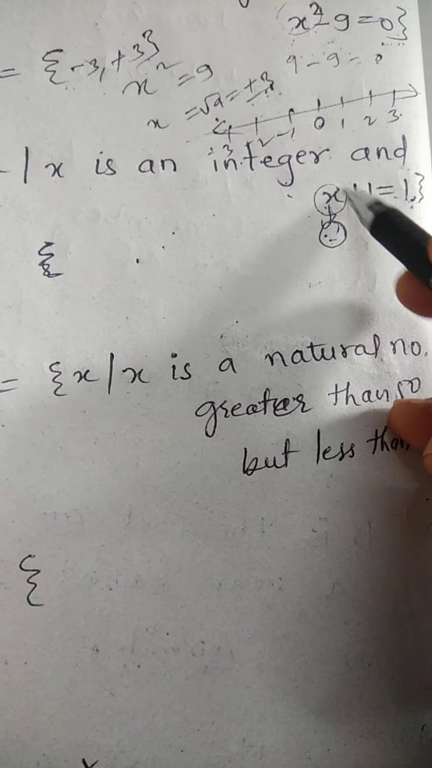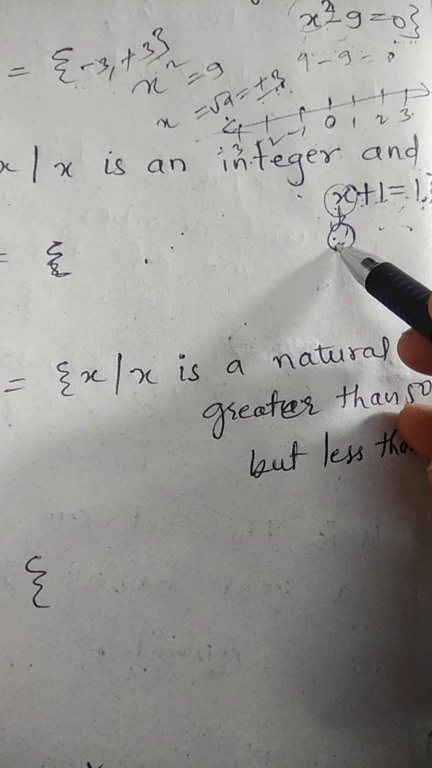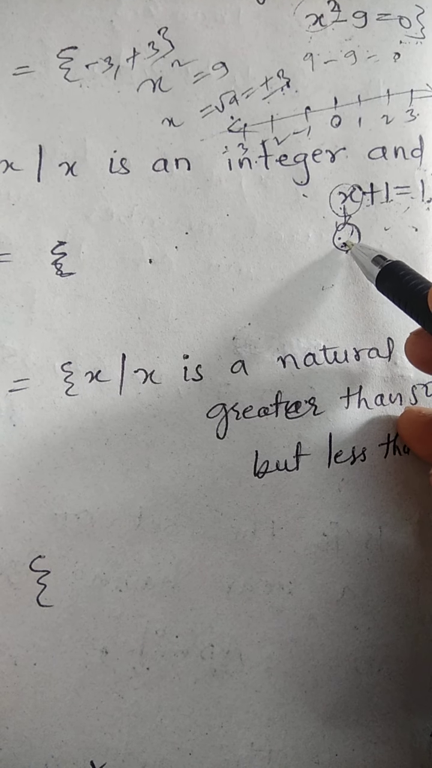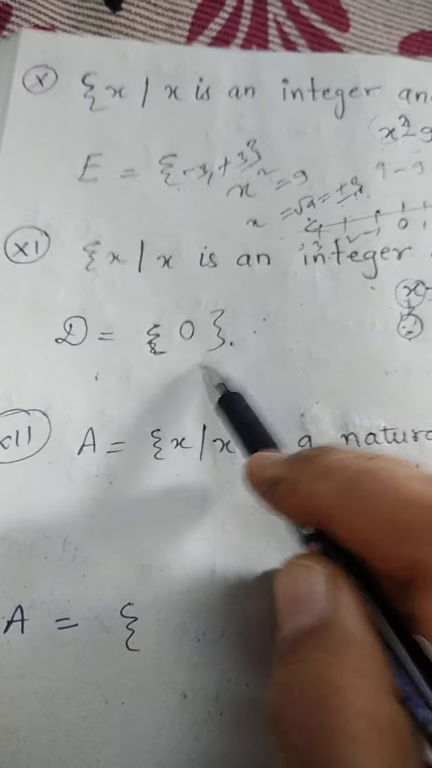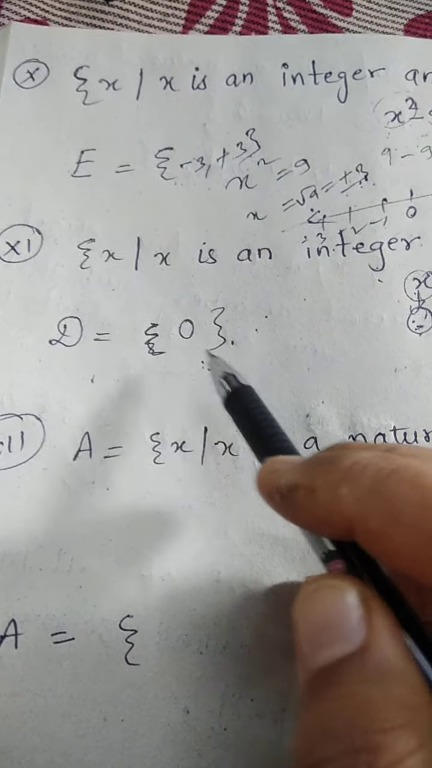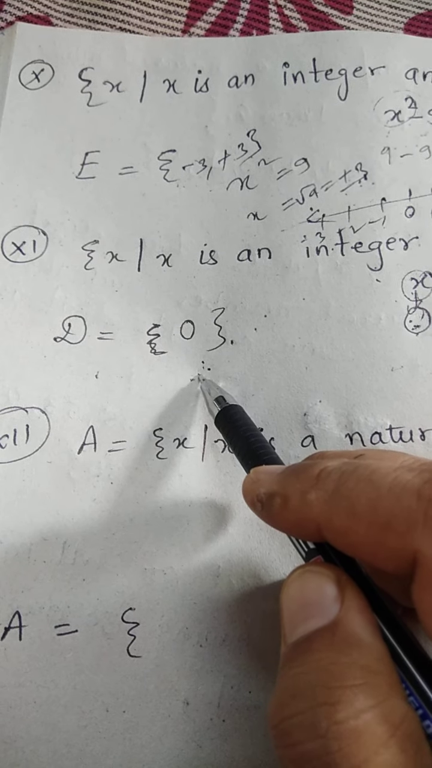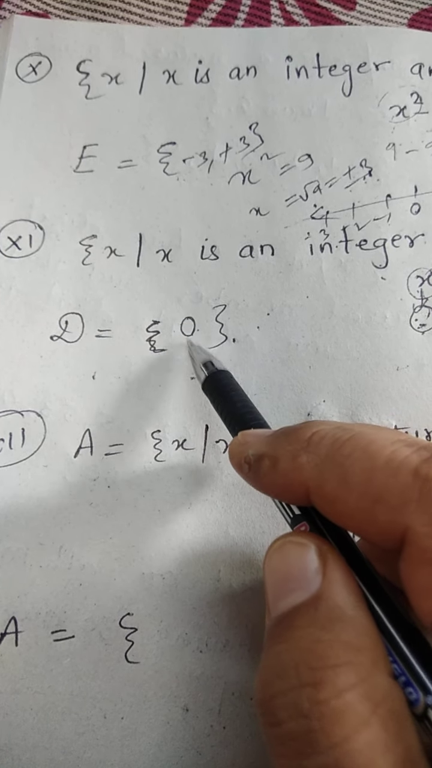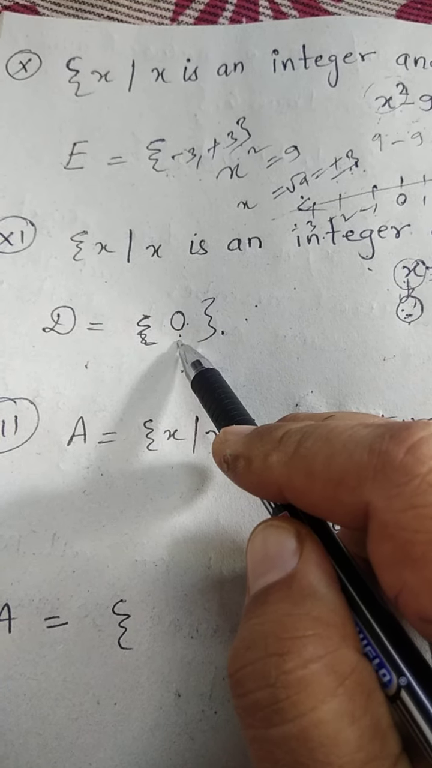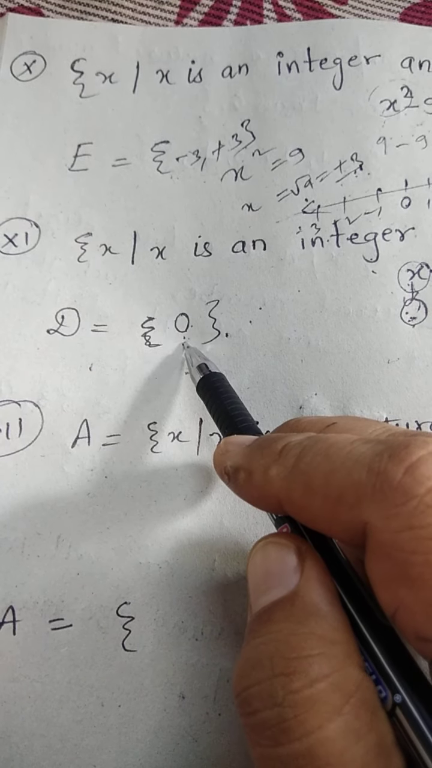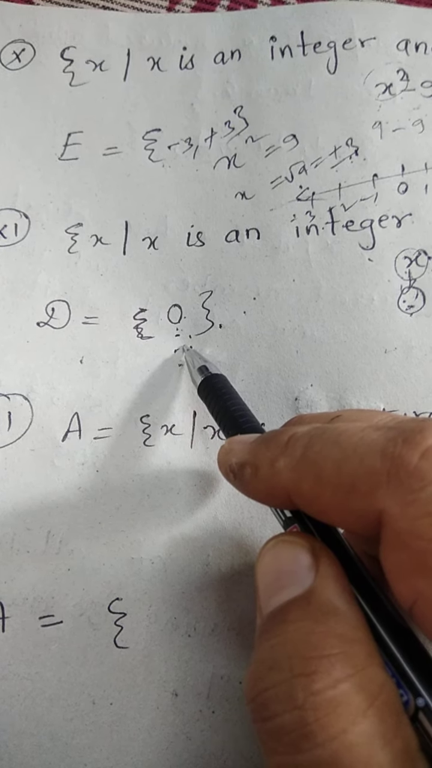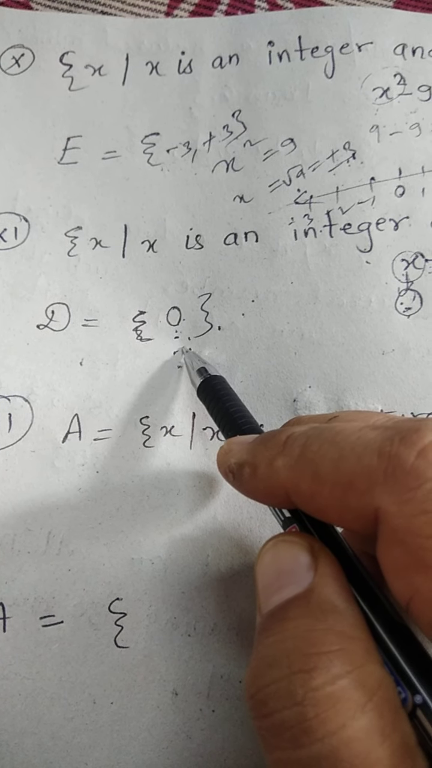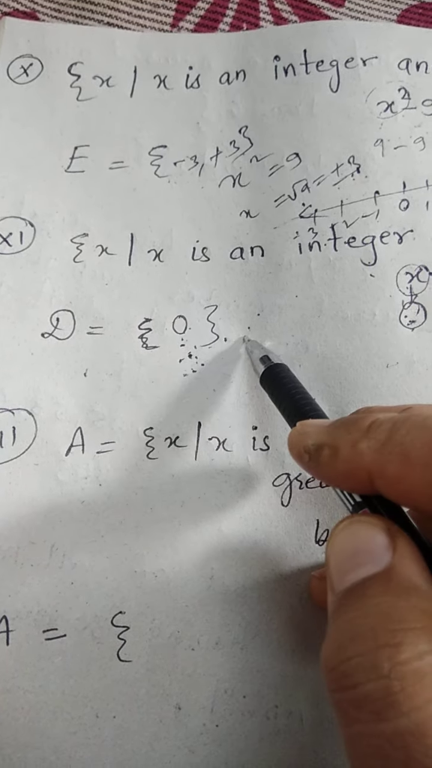That means x value should be 0. Okay. Is it an empty set? No, it is not an empty set because here one element is present, that is 0. Okay, only one element is present. If one element is present, which type of set it is? Singleton set. Yes, singleton set.